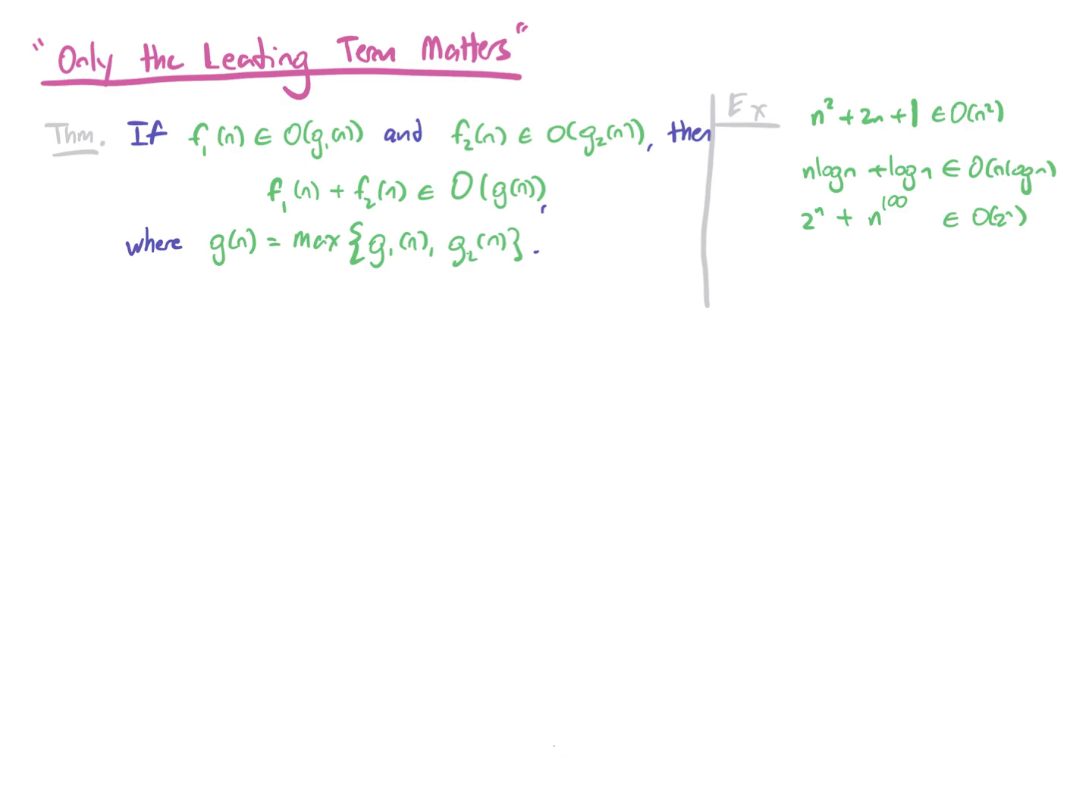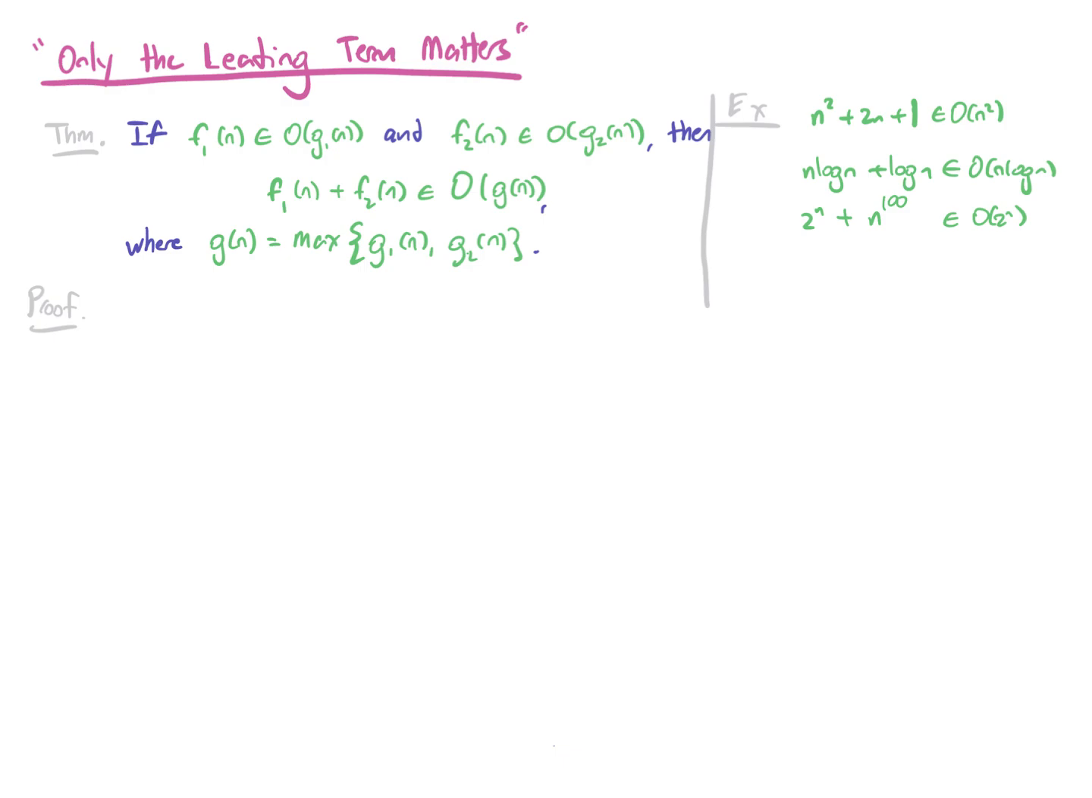So this theorem justifies the idea that only the leading term matters if we're able to identify what the leading term is, and there's rules for identifying the leading term that you'll find in your reading. If we can identify what the leading term is, then whichever of the g's is larger, that's going to give us a big O bound. So let's go ahead and actually prove this theorem. And we're going to prove this theorem using the definition of big O notation.